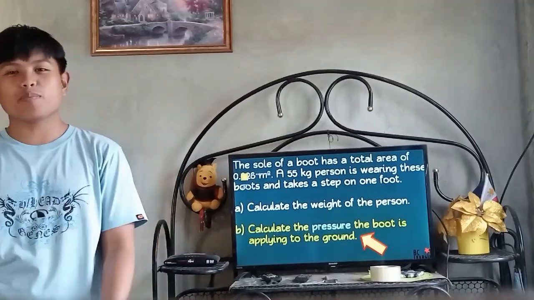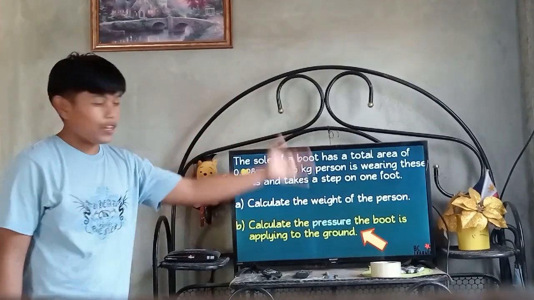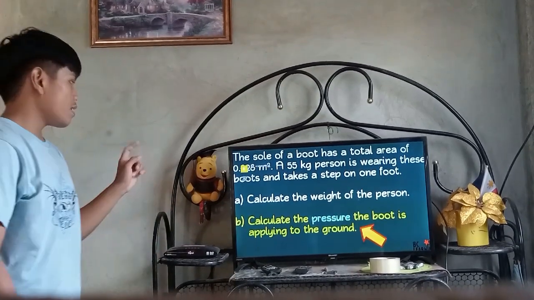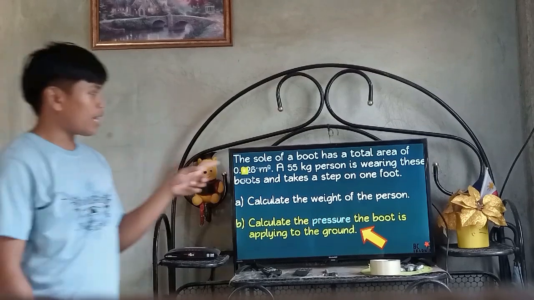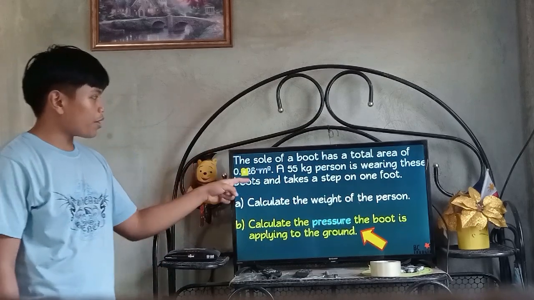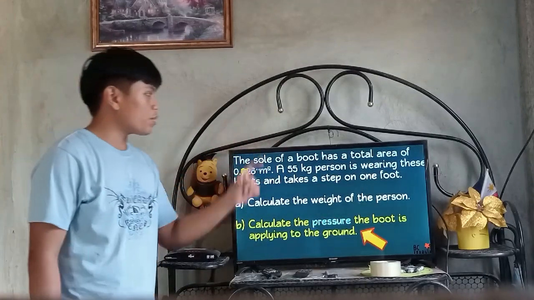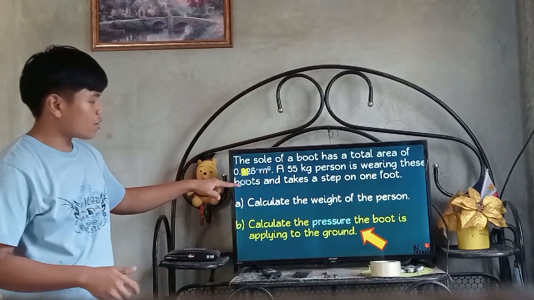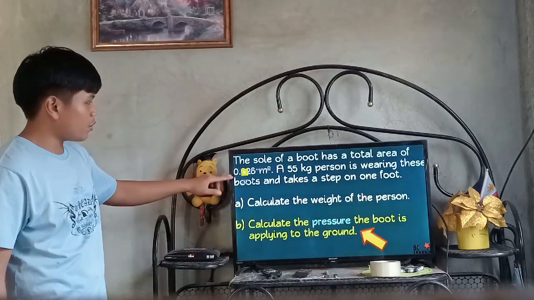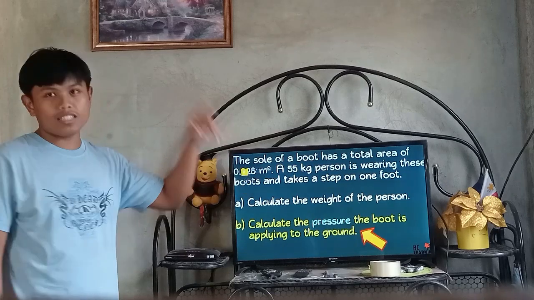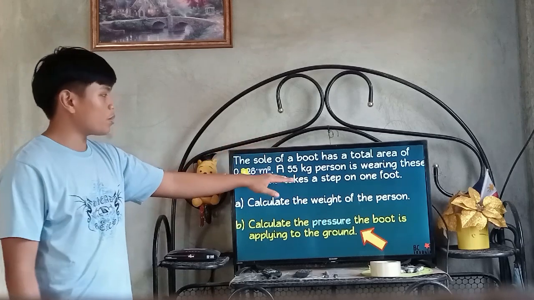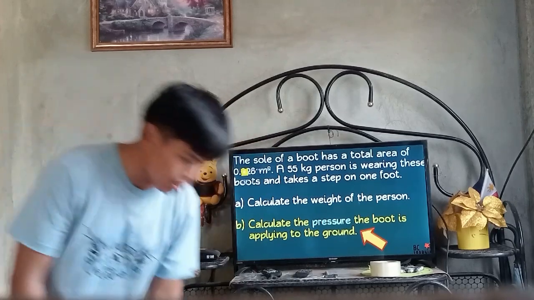To fully understand the principle of pressure, we have here a sample. This is our first example. The sole of a boot has a total area of 0.028 meters squared. Then a 55 kilogram person is wearing these boots and takes a step on one foot. So our given is 0.028 square meters, the area of the boot, and the weight of the person, 55 kilograms.